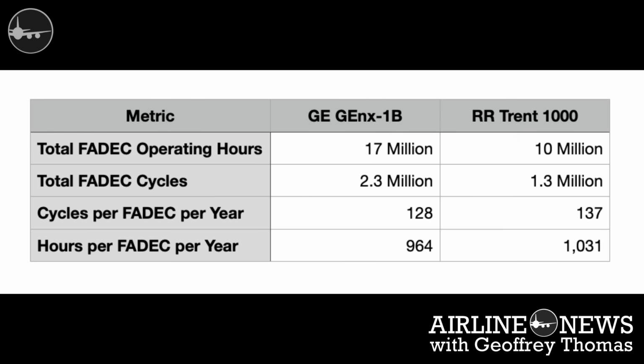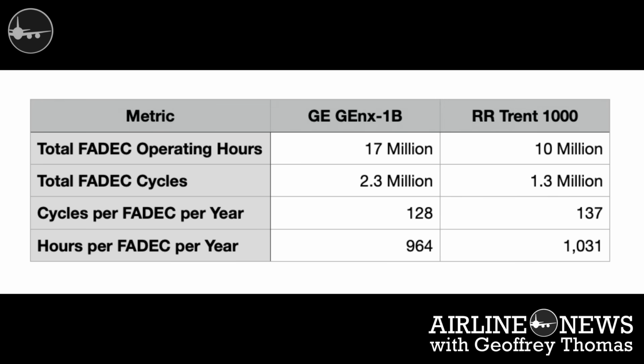So let me just give you a quick overview of the GE and Rolls-Royce FADEC operational metrics. The GE GenX 1B FADEC has been operating now for 17 million flying hours, and the Rolls-Royce Trent 1000 FADEC for 10 million flying hours. So they've both had a number of flights, 2.3 million, or 1.3 million in the case of the Rolls-Royce.